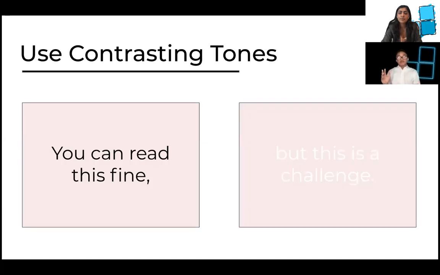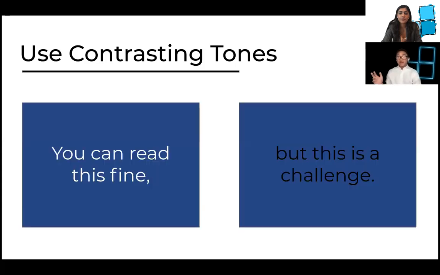A major point is to use contrasting tones. You can definitely read the box on the left fine, but the one on the right is really hard to read. That's because one is using a dark text on a light color, and the other is using a light text on a light color. The same applies to dark backgrounds. You can read white on dark blue absolutely fine, but black on dark blue is a struggle. My general rule for any of these design tips is if you can't read it easily on the first try, or if you have to squint, there's probably something you should change in your presentation.